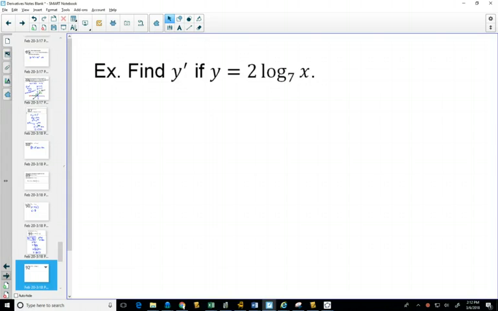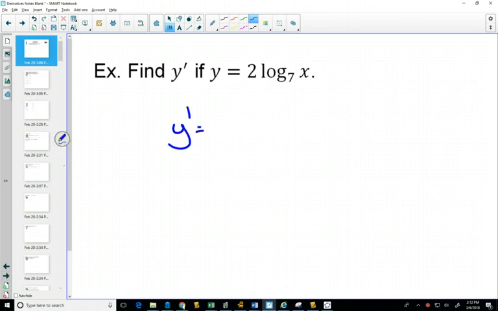So here's one that's straightforward. The 2 would stay. The derivative of any log is going to be 1 over x, but this one, because it's a log base 7, you would have a natural log of 7 on the bottom. All right.